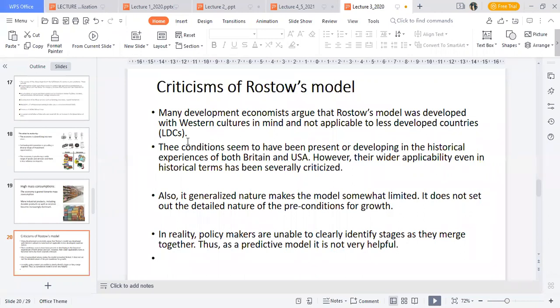These conditions seem to be present in, or developing, the historical experience of the present. However, its wider applicability, even in historical terms, has been severely criticized. Even in the Western world, it was criticized because of cultural differences. Another question is that its generalized nature makes the model somewhat limited. It follows that kind of generalization that it works everywhere. No, it doesn't work everywhere because people were different.